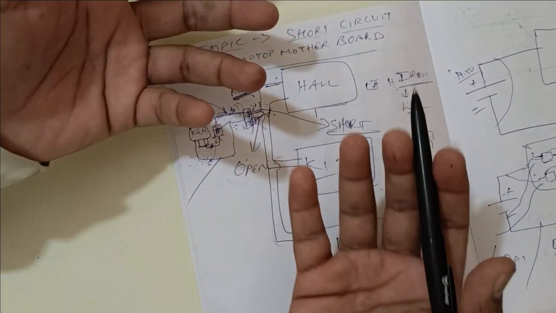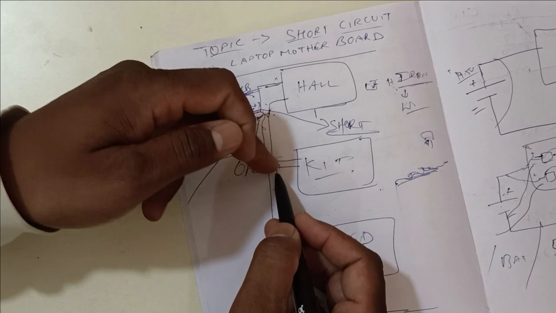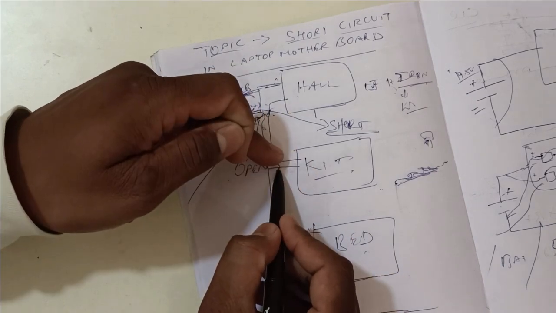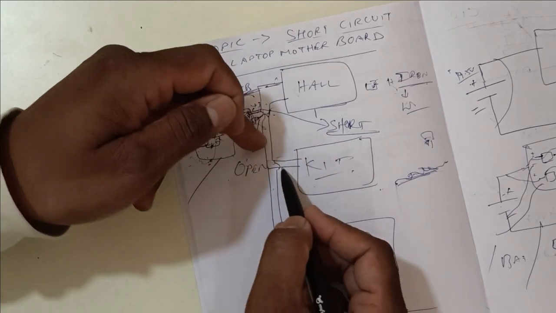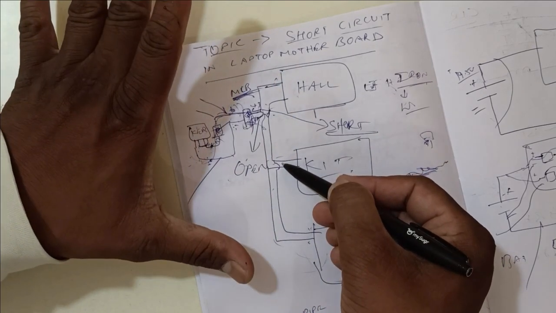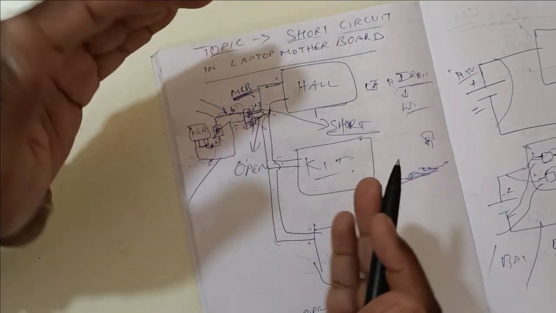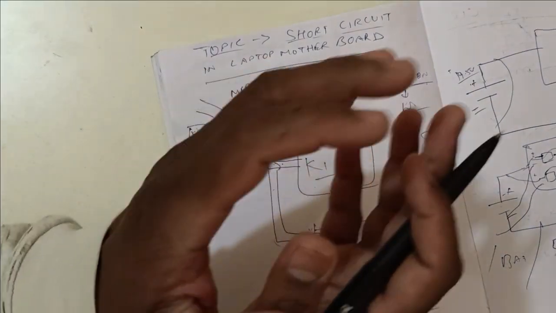Okay. Unfortunately, here also has a short, then definitely here also it will show short. Yes. If we remove this short, then this will be open. Yes, understood my point. Where is the parallel point? There we have to remove and check.